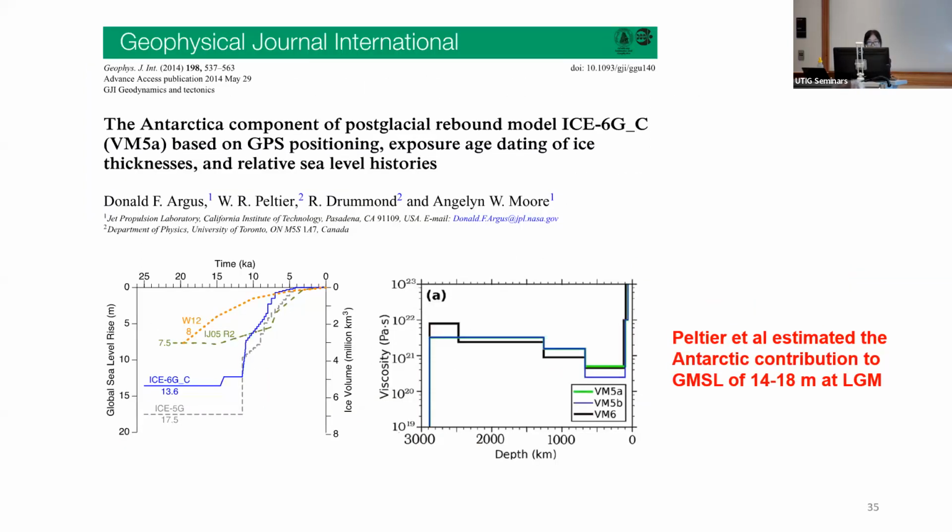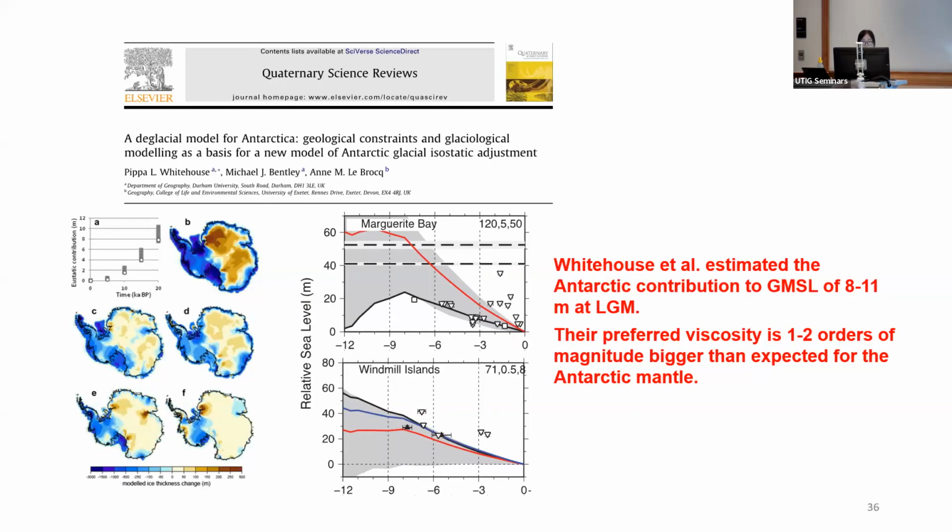Also, DPA, their group's model, estimates the Antarctic contribution to the global mean sea level around 30 to 40 meters at the last glacial maximum. Their Earth model is also very different from other groups. And this is Whitehouse. They coupled the geological constraints and the geological models to predict the Antarctic contribution at around 10 to 11 meters.